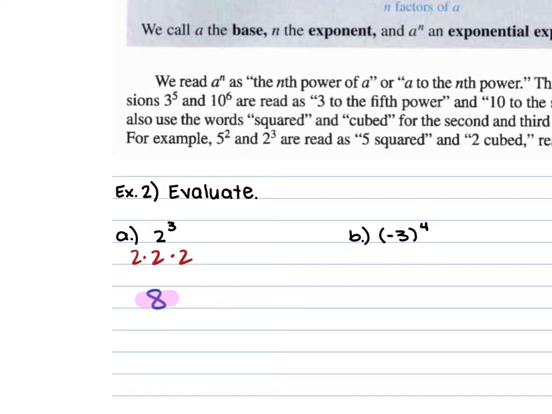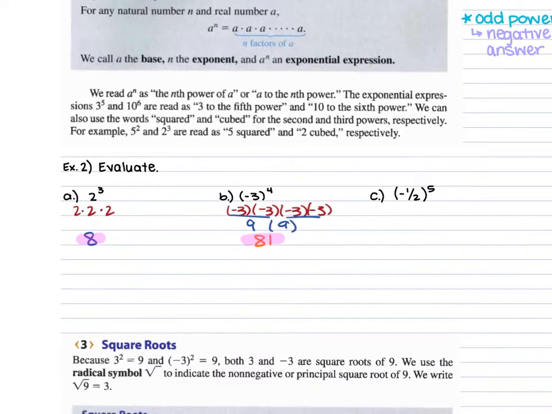For the example B that we have negative 3 to the fourth power, so that's like saying negative 3 times itself 4 times. We know that negative 3 times negative 3 is 9, and 9 times 9 is 81. So negative 3 to the fourth power is 81.